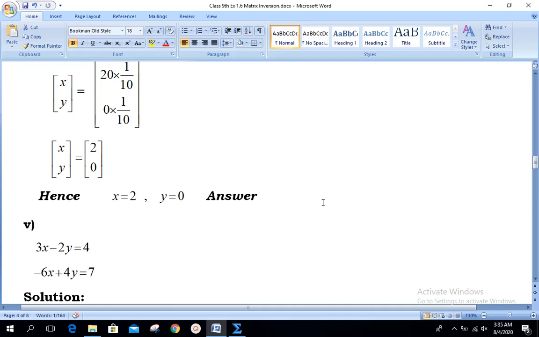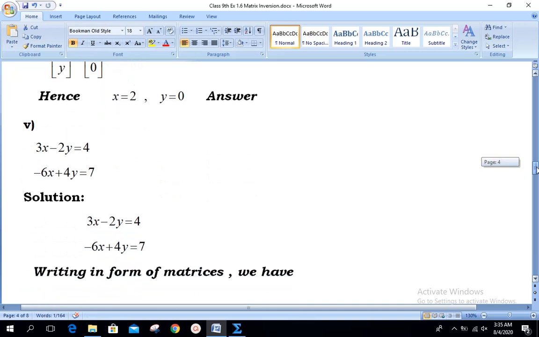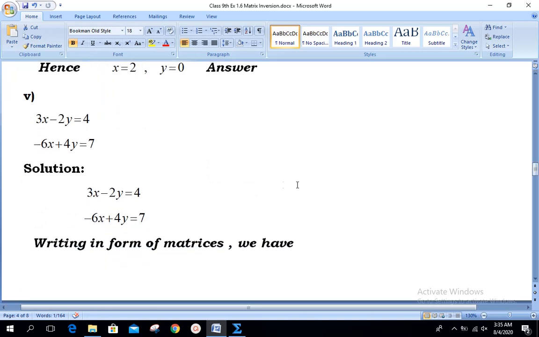We next go for part number 5. The equations are 3x minus 2y is equal to 4, minus 6x plus 4y is equal to 7. They are already in vertical frame. So my solution's first step is the same vertical order. Clear? Our first step, viewers, after converting them into vertical order, is writing them in the form of matrices. Now we will follow the same method. You can see here.